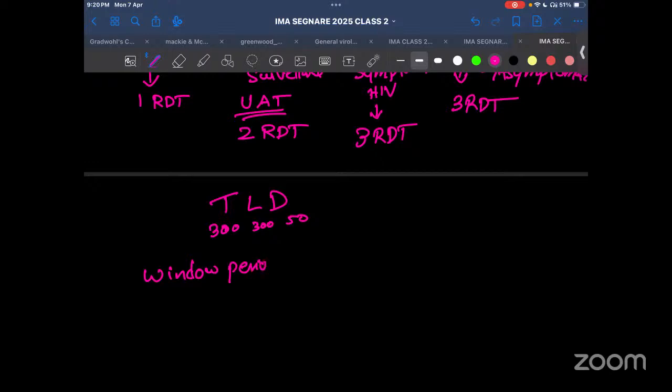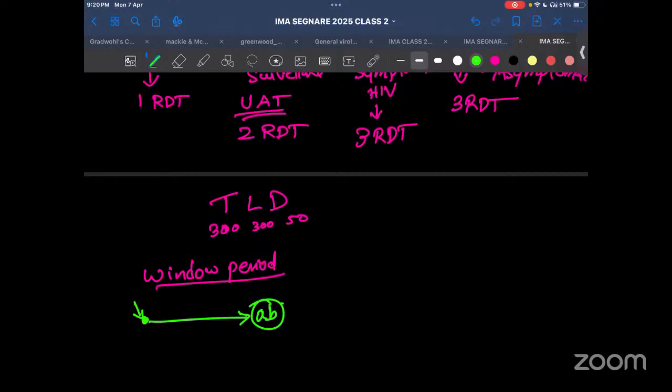Now if we have to diagnose HIV in window period, what is window period? Window period is the time taken after HIV infection for the appearance of antibody. So this window period is for antibody detection tests. That is the time taken for the antibody to appear.